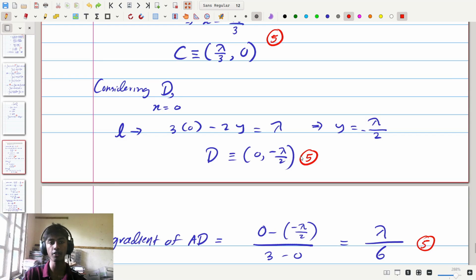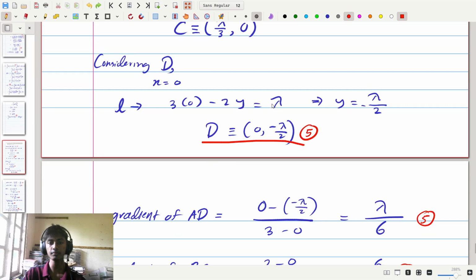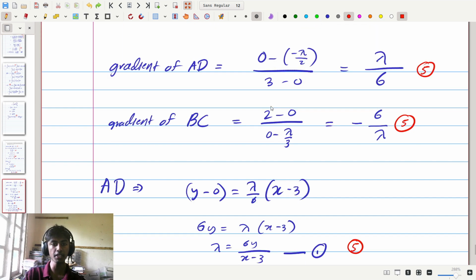Now similarly for the point D, when you say it's on the y-axis, so x is 0, and substituting you get y equals negative lambda over 2 and get the coordinates of D like this, you get another 5 marks. Now after that, when you find the gradient of AD and BC based on the points and get lambda over 6 and negative 6 over lambda respectively, you get 5 marks each.